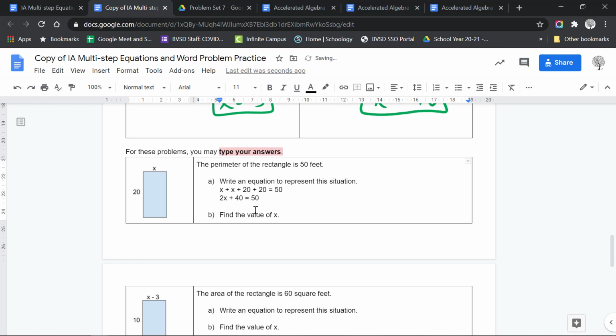So that's going to be 2x plus 40 equals 50. Now I bet you could even solve that in your head, right? Because 2x is going to have to be equal to 10. 10 plus 40 is 50. So what does x have to be? x is going to have to be 5.